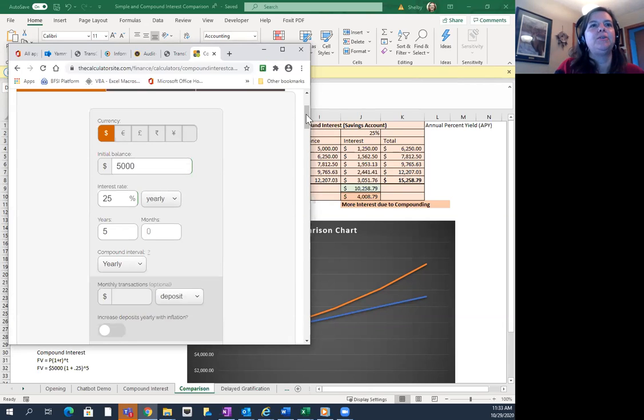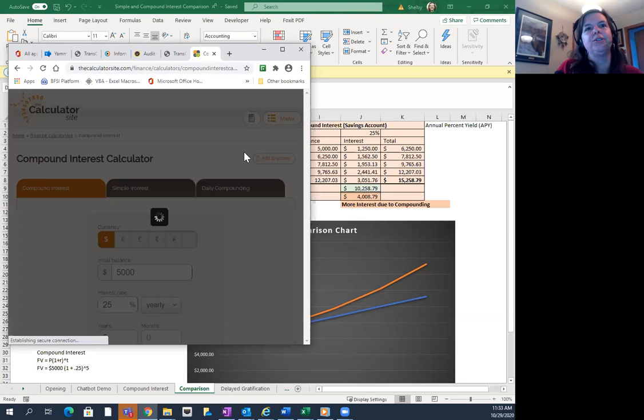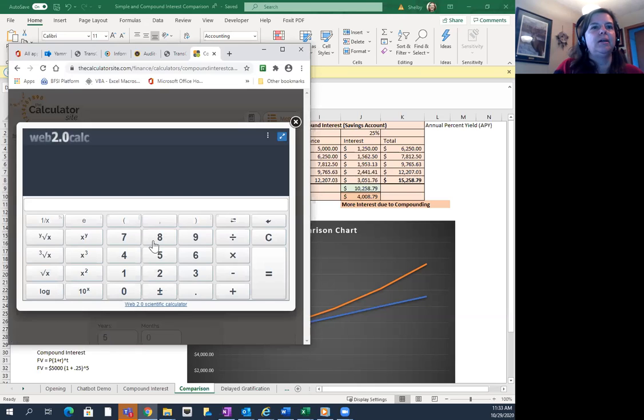But you have the compound and you can actually do it with a simple. They also have daily compounding, so I think that would be fun for you to mess around with as well. They also have just a regular calculator in here too, so you can plug in the 5,000.